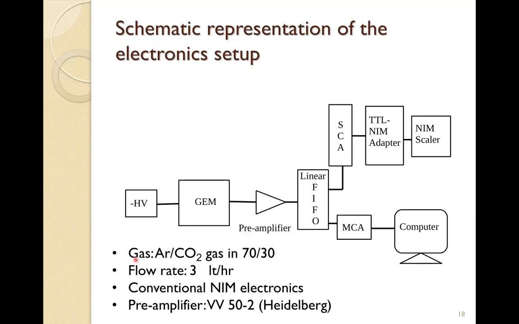So typically we use argon CO2 gas in a 70-30 ratio. We also change the ratio, sometimes 60-40, 80-20, 90-10, different ratios we are using. We use a fixed gas flow rate, and that also we change if required.